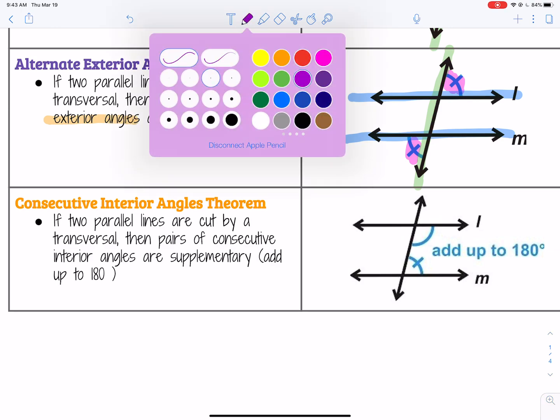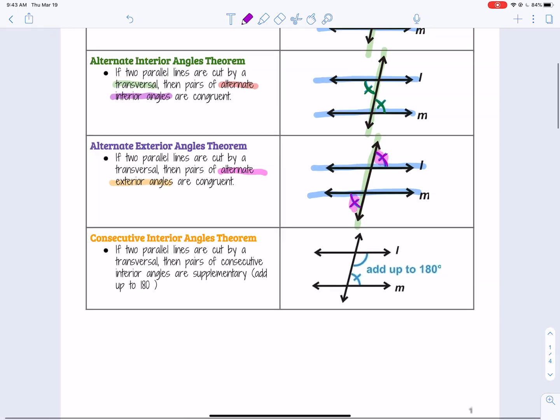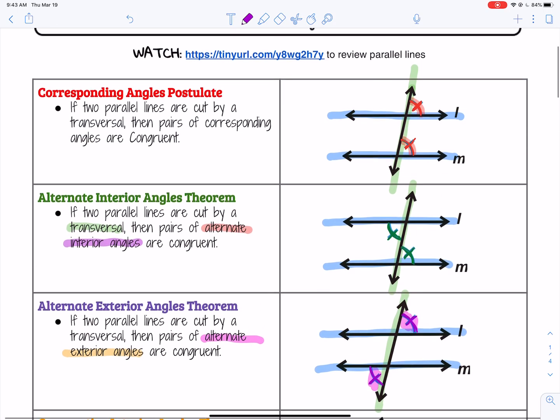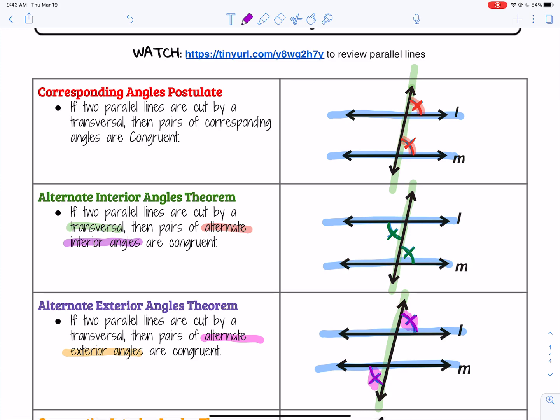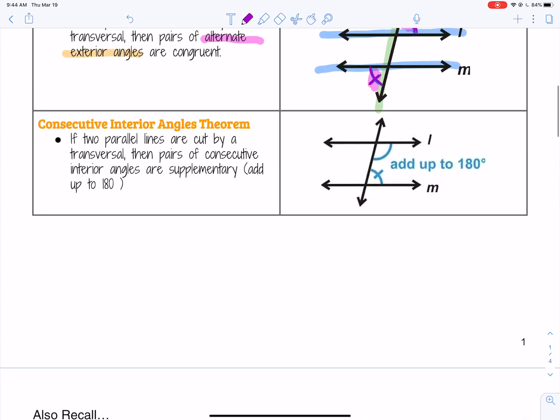So notice that's been kind of a common theme so far. There are three ways that these angles can be congruent. All right, so let's review for a minute. We have three that are congruent. Corresponding angles are congruent. Alternate interior angles are congruent, and alternate exterior angles are congruent. But in our last theorem, we are talking about what we call consecutive interior angles. So let's talk about that word for a minute.